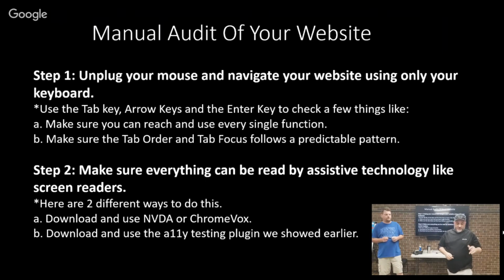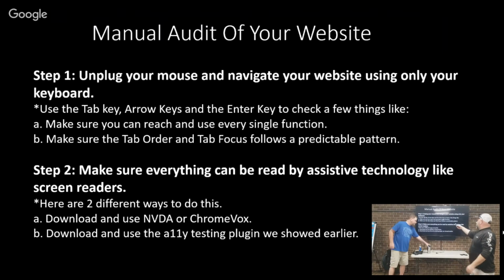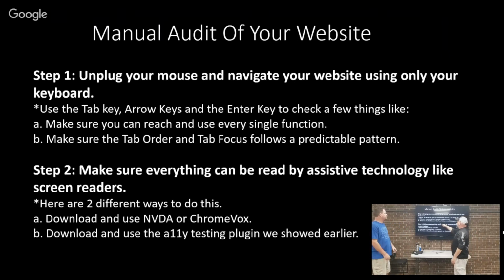And that's using the tab key. So two things, while you use your tab key, arrow keys, and enter key to navigate your site, make sure you can reach and use every single function, and make sure your tab order and your tab focus follows a predictable pattern. Like you were mentioning, as you're tabbing, you're coming down in a predictable manner, because you don't want a blind user up here, down here, back here, down here, all over the place. They don't know what's going on. It doesn't make any sense.